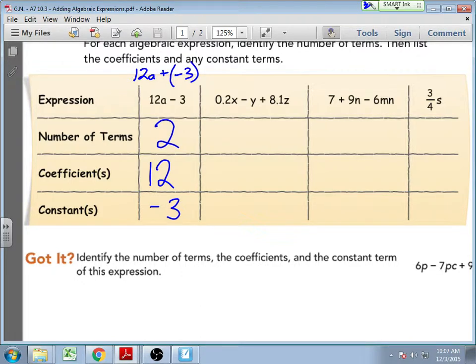A constant has to not have a variable involved. To be a constant, it has to not be connected by multiplication to a variable. Can a constant be a variable? No, it can't.